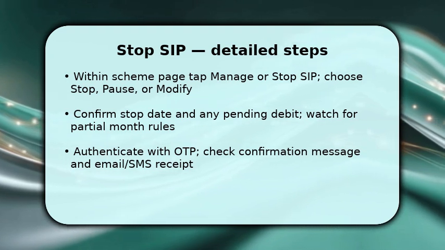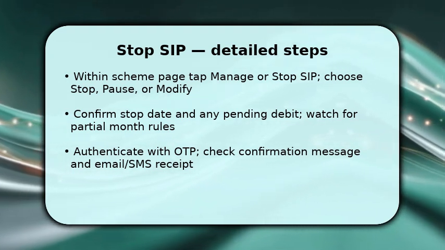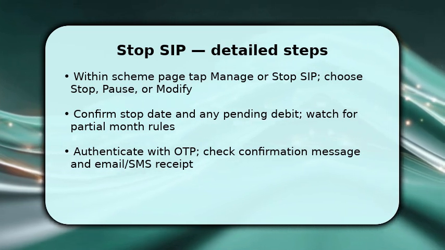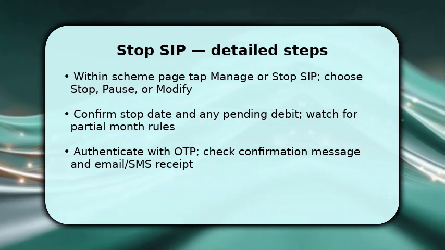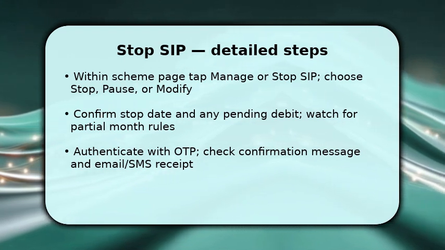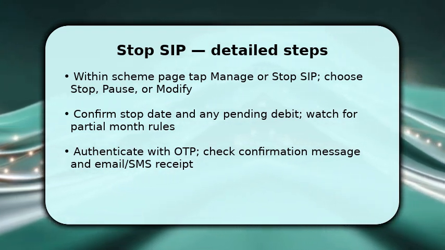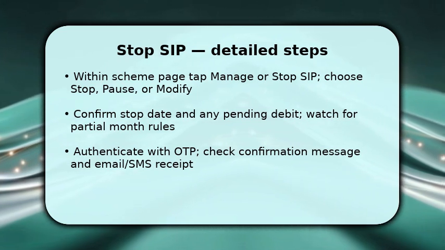Confirm the choice and authenticate with the OTP sent to your phone. After confirmation, Groww will show a success message. Make sure you get an email or SMS receipt. And note processing times, because redemptions may settle in T+2 days.